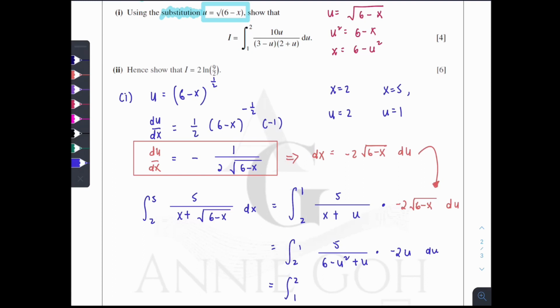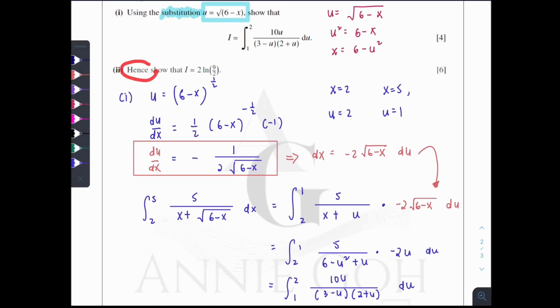Alright, and then for the upper part, 5 multiplied with 2u, we should have 10u. As for the bottom part, you will just need to factorize it. Then you will automatically get (3 minus u)(2 plus u) du. Alright, that's how we solve part 1 by using the substitution method. Let's continue with part 2.